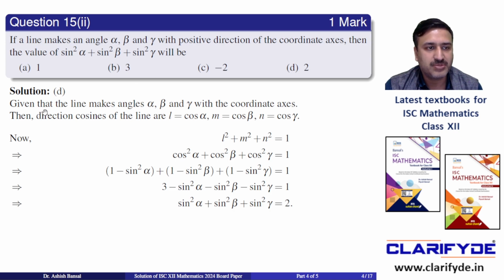The reason for the same is, we are given a line that makes angles alpha, beta, gamma with the coordinate axes, then I can write the direction cosines of this line as l equal to cos alpha, m equal to cos beta and n equal to cos gamma. We know that l, m and n satisfy this identity, that l square plus m square plus n square equal to 1. Substituting values of l, m and n and then simplifying, we can get the required value of sine square alpha plus sine square beta plus sine square gamma as 2.